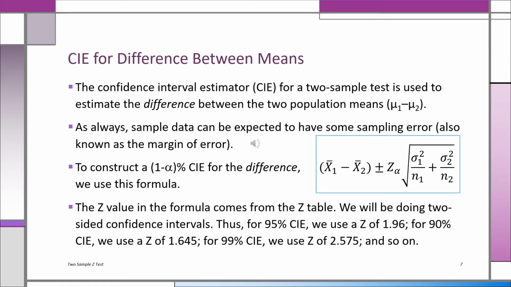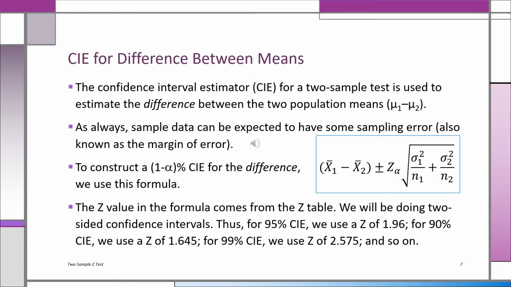If we're working with sample data from two groups, and we are constructing a confidence interval estimator, what we're really doing is constructing a confidence interval estimator for the difference between the two population means, mu1 minus mu2. Normally we'd be looking at a CIE of mu, but in this case we have two groups, presumably with two means, and we're looking to estimate the difference between the means.